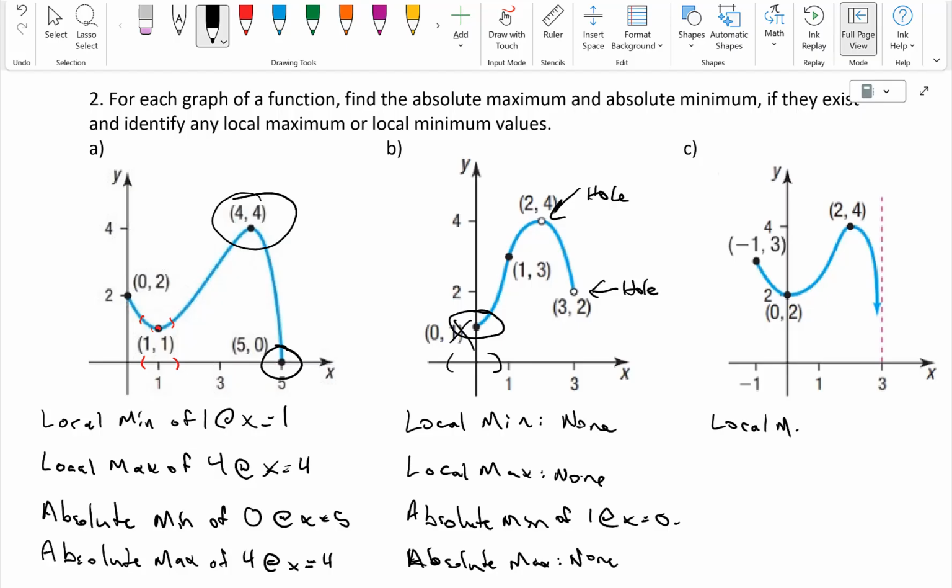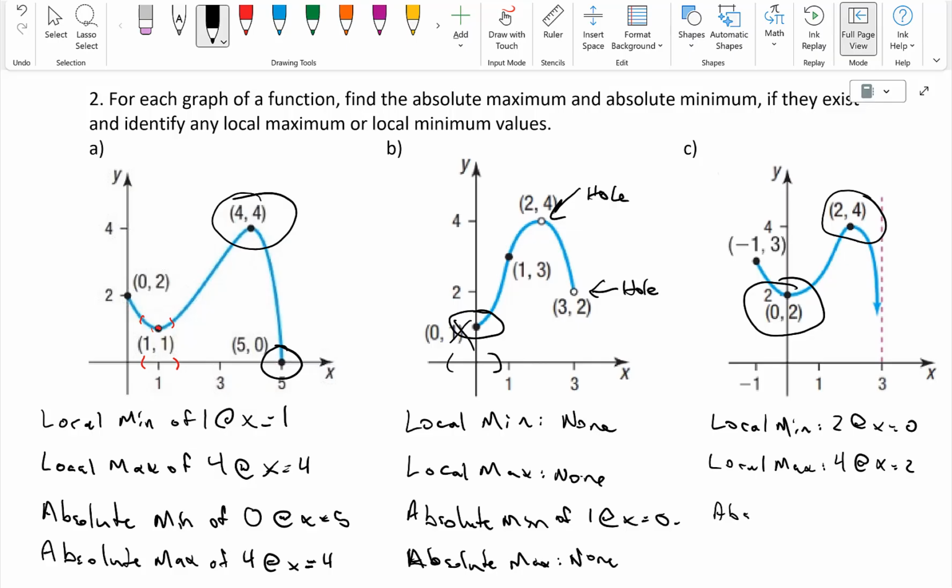For C, we've got a little more we can work with. For our local min, we can see that valley at (0, 2). So our local min is 2 at x equals 0. For our local max, we can see a peak up at (2, 4). So it would be 4 at x equals 2.